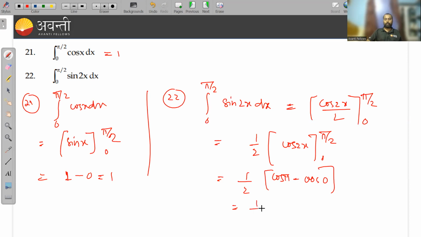So here we are getting 1 by 2, cos of pi is minus 1, and minus cos of 0 is minus 1. So minus 1 minus 1 is minus 2 upon 2, which is minus 1. So the answer is minus 1. Clear everyone? I hope this is very clear to all.